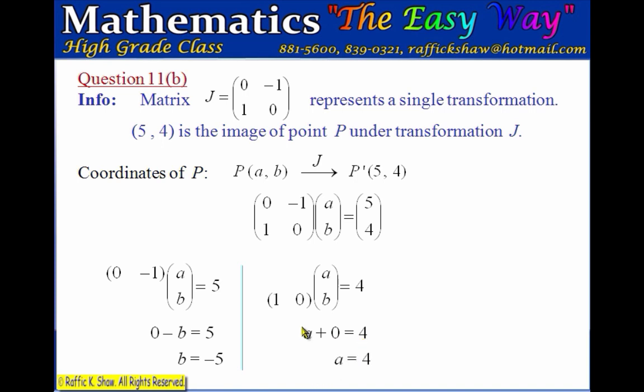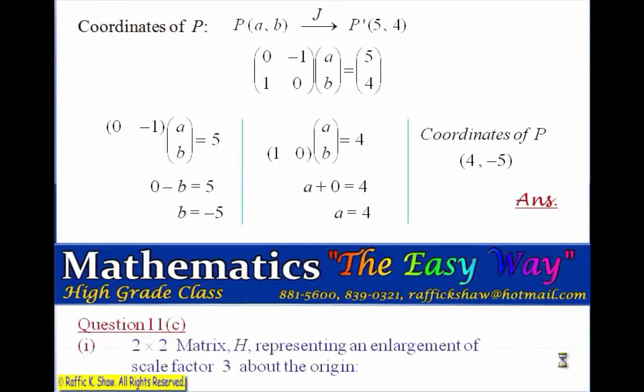And so we have found the coordinates of the point P. P, therefore, is the point 4, negative 5. A is 4, and B is negative 5. And therefore, that's the answer for this question. The point P is 4, negative 5. Let's move down now to question 11C.